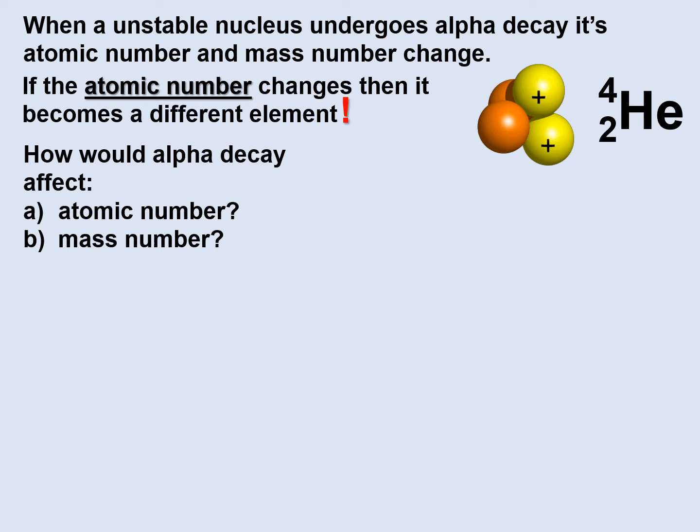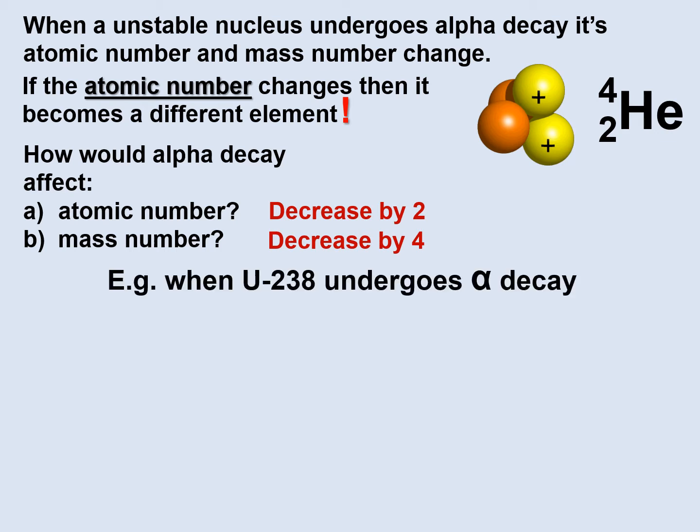I'm hoping you're okay with this idea that if it's lost 2 protons, the atomic number goes down by 2. If it's lost 2 neutrons as well as 2 protons, and don't forget each one of them has a mass of 1, then the mass number must have gone down by 4. Show you a diagram to help you with that. So again, looking at uranium here, uranium-238, another unstable isotope that will undergo alpha decay. So there's the parent nucleus, as we call it.